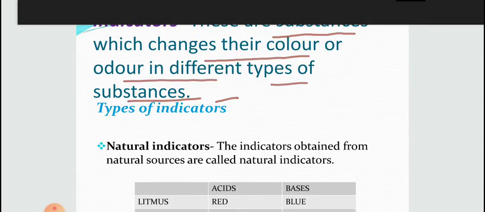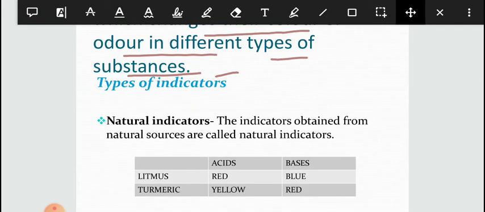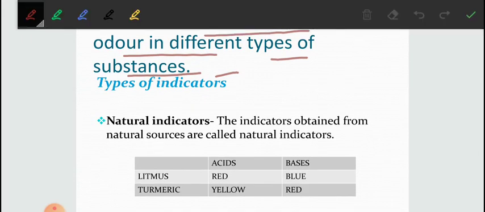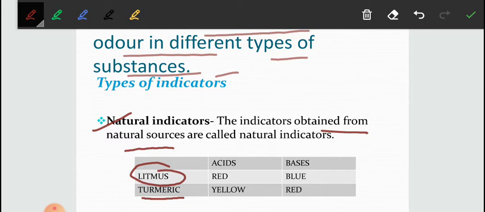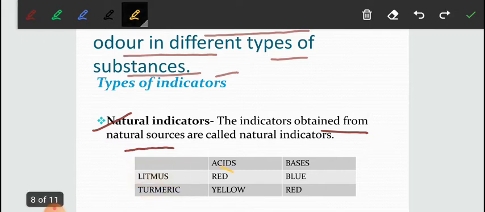First, the types of indicators. The first one is natural indicators. Natural indicators are those which are obtained from natural sources. For example, litmus or turmeric. When we add litmus in acid, it will give you a red color. When we add it in base, it will give you a blue color.